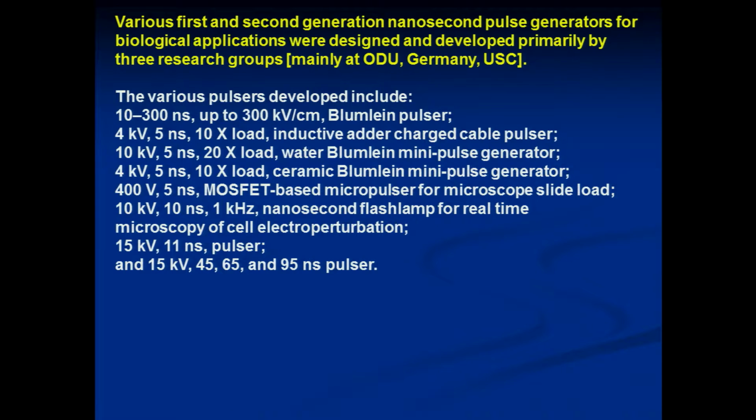MOSFET, microscope, I will show this one, and 10x load. What does that mean? 10 times the load impedance. Remember, the impedance of this should be higher than that. Then 10 kV 10 nanosecond. This one, I think maybe Mr. Zimmermann built it. And then a 15 kV 11 nanosecond pulser, 15 kV 45 60. Yes, these two are by Zimmermann. He is supposed to be the father of electroporation, so he built it.